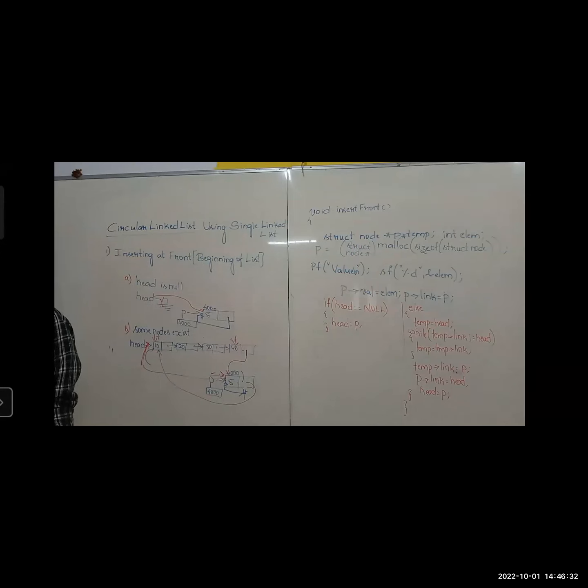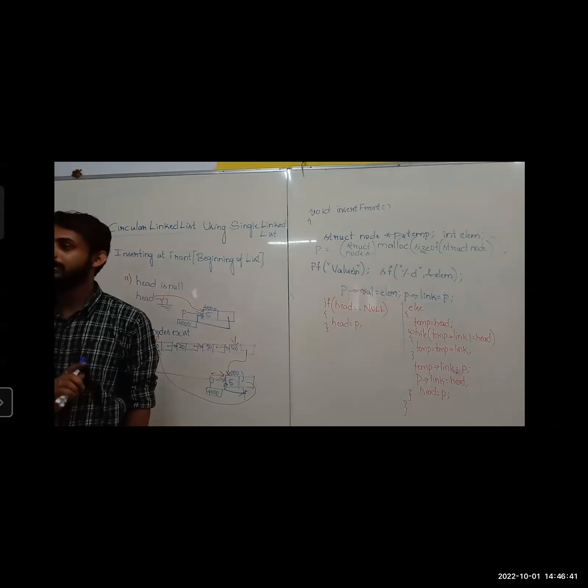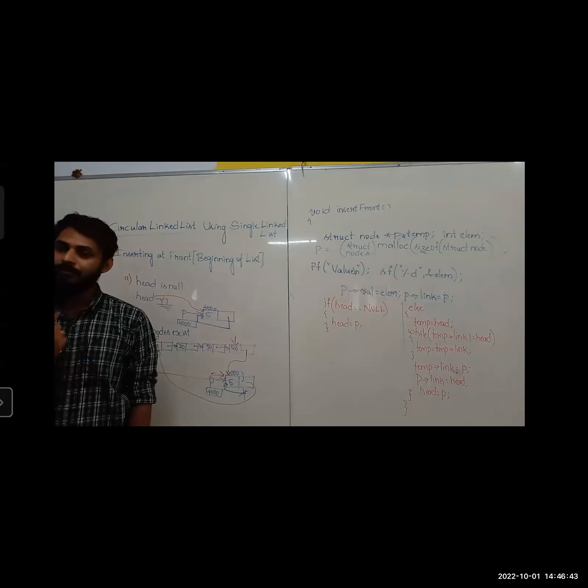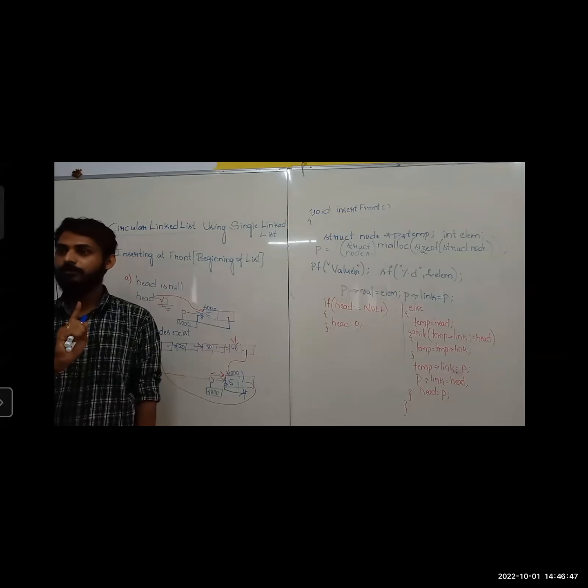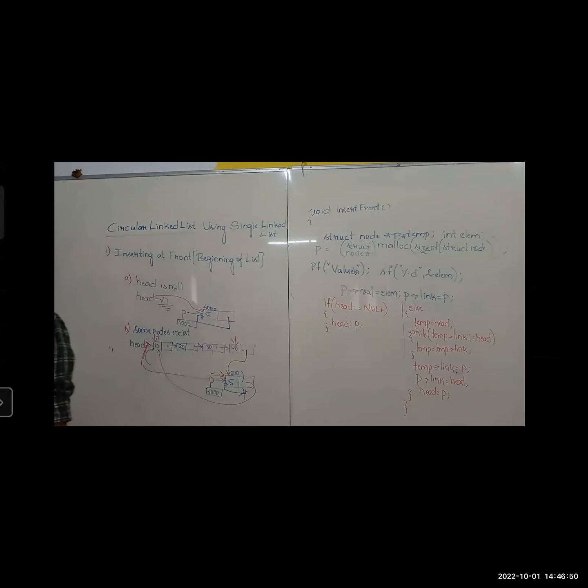If I am the only person there, then I should point to myself, because I am a circular linked list in that case also. But when there are multiple people, how can I say that it is a circular linked list? Everyone should be connected to each other, but the last one should be connected to the first one. Clear, madam? Yes, sir. If not, continue with your question.